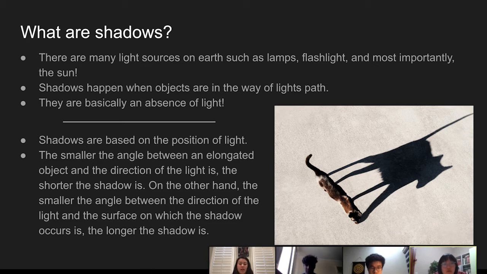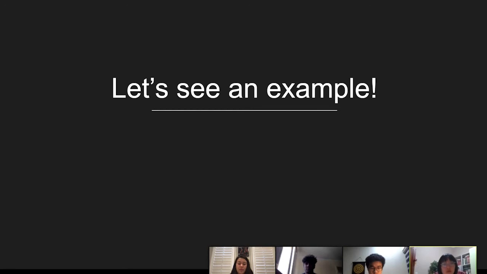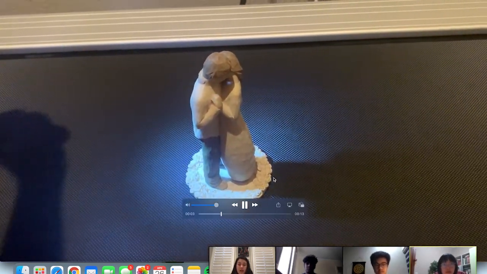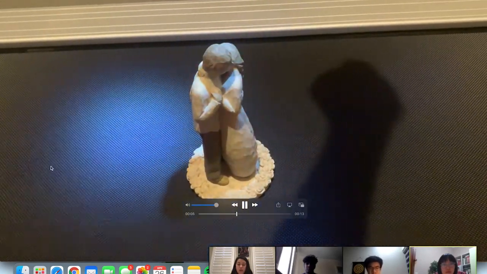On the other hand, the smaller the angle between the direction of the light and the surface on which the shadow occurs, the longer the shadow is. Let's see an example. In this example, the flashlight is mimicking the Sun, and as it moves, the shadow of the object moves as well.